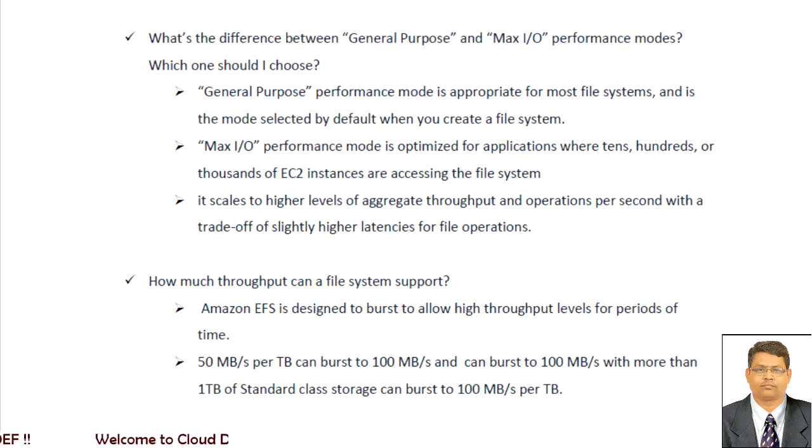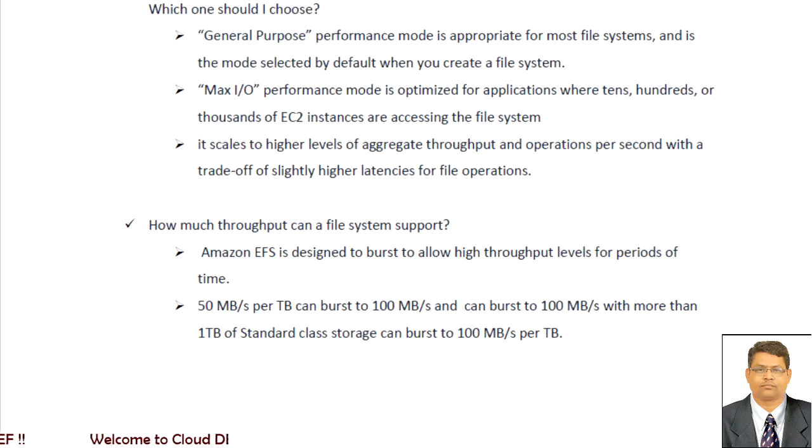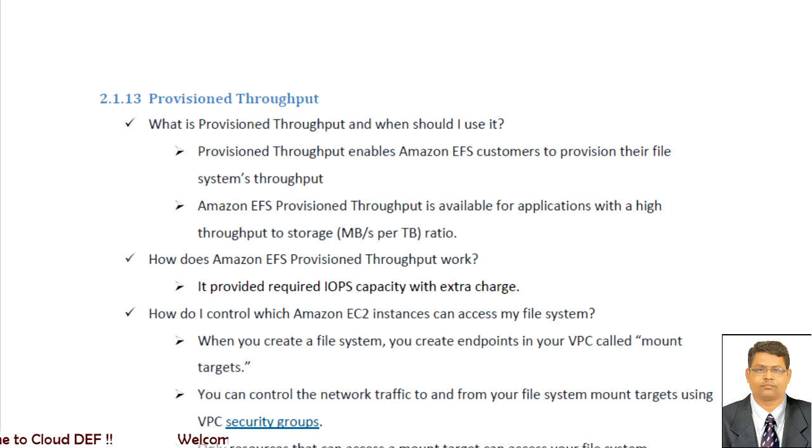How much throughput can a file system support? Amazon EFS is designed to burst to allow high throughput levels for periods of time. File systems can burst to 100 MB/s, and file systems with more than 1 TB of standard class storage can burst to 100 MB/s per TB. Section 13: Provisioned throughput.